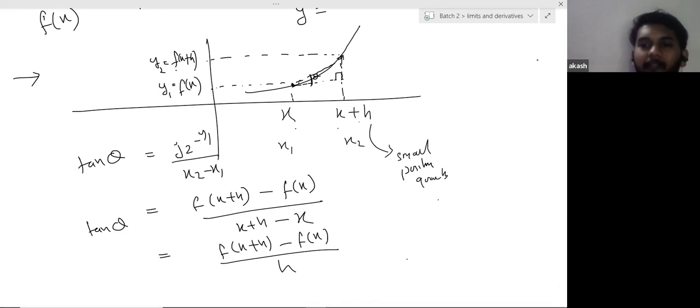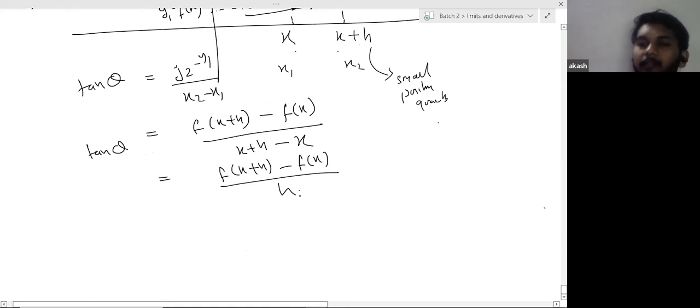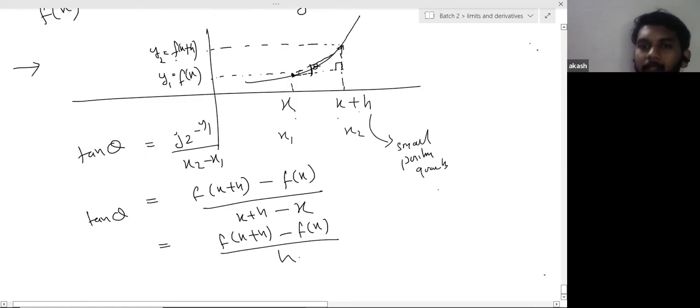Now what does it mean by derivative? Derivative is when we make this h very small. Very small means almost zero. All right, when the difference between x and x plus h is very small, the second point is almost here. Almost right to x, then what happens is this line becomes tangent here. All right, so we get the slope of the tangent. Is that clear?